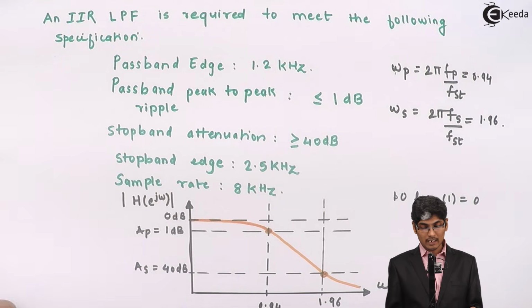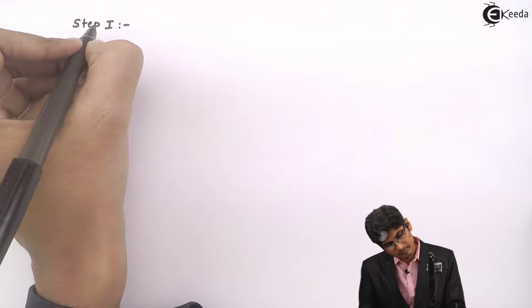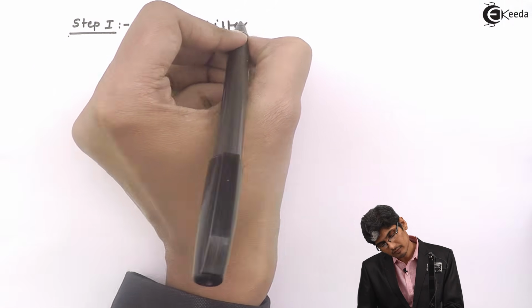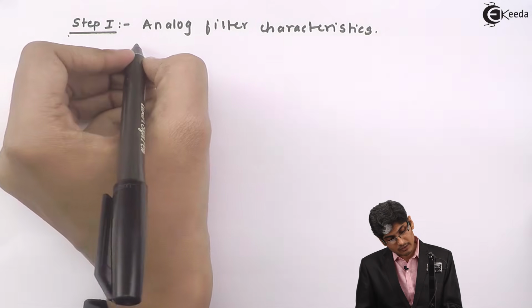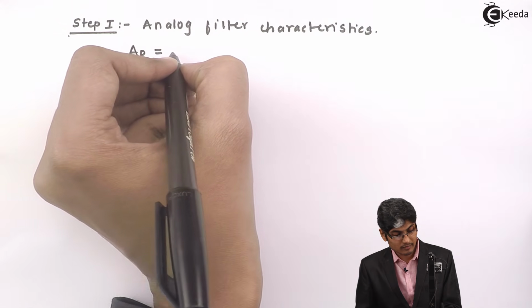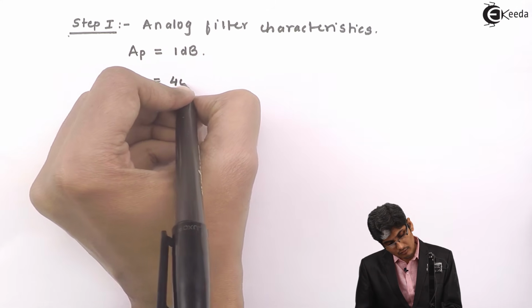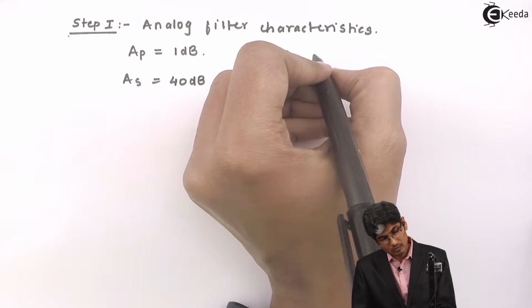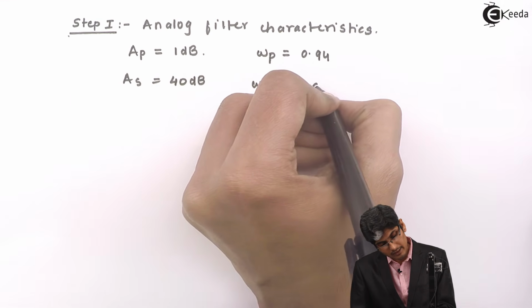Now we need to find the analog domain characteristics of this low pass filter. So step 1 is to find the analog filter characteristics. In analog filter characteristics, I have AP as 1 dB, AS as 40 dB, omega P is 0.94 and omega S as 1.96.